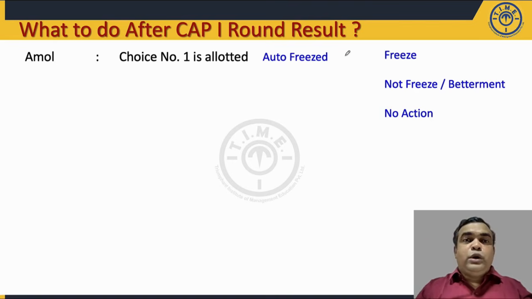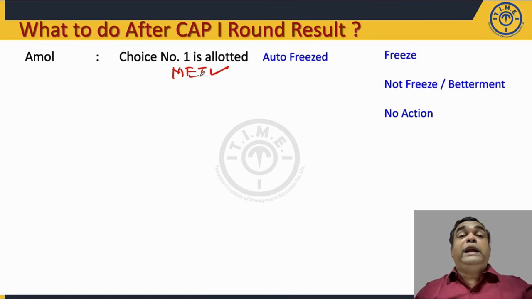Now you understood why I asked you to choose JBIMS as number 1. Suppose you put MET as your number 1 choice and MET is allotted, and you realize you don't want to take admission in MET. Whether you want to take admission in MET or not, you're not eligible for the further rounds. That is the reason choice number 1 is JBIMS. Who doesn't want to take admission in JBIMS? That's your choice number 1.